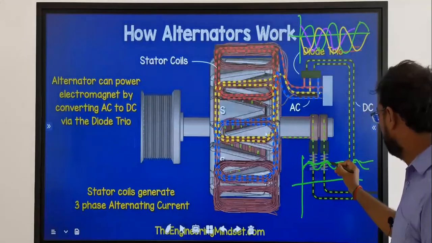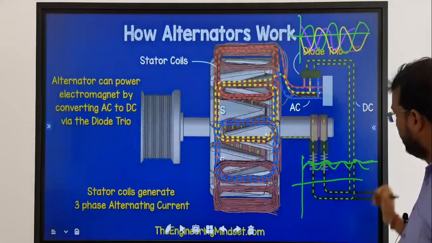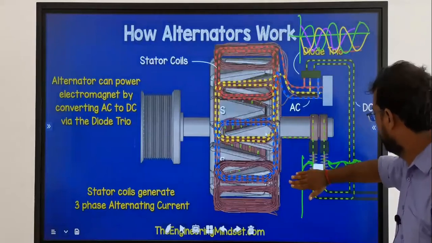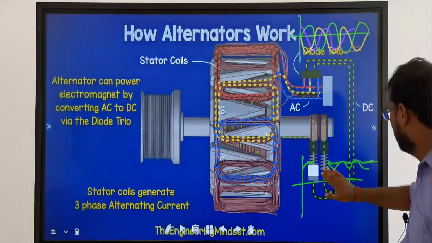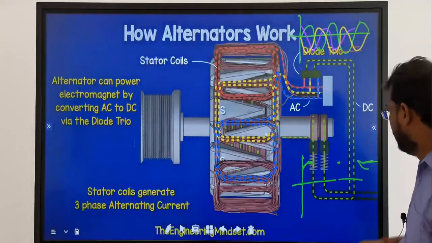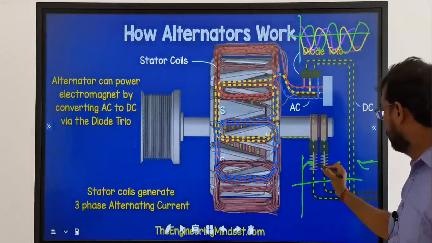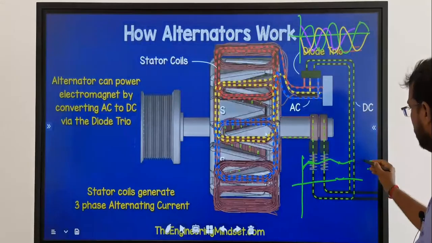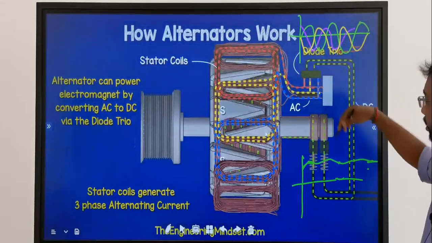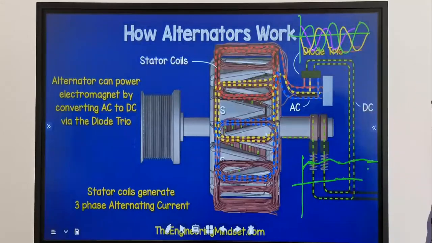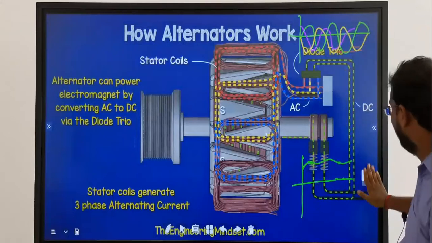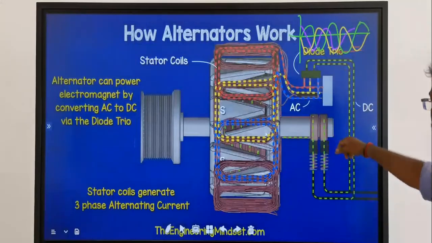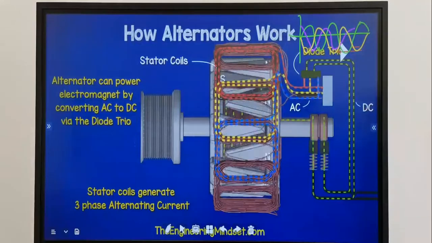So finally the current comes like this. In every phase also, it changes to DC current. That is the main work of this rectifier. Now we study another part, the regulator.